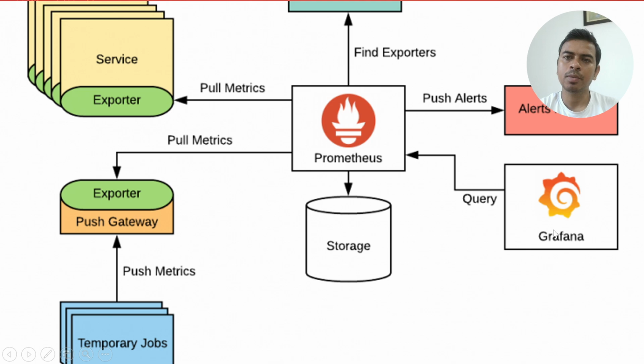Next, what is Grafana? Grafana is an open source visualization and analytics platform used to display metrics collected by Prometheus. It gets the data and shows it in a visualized format.